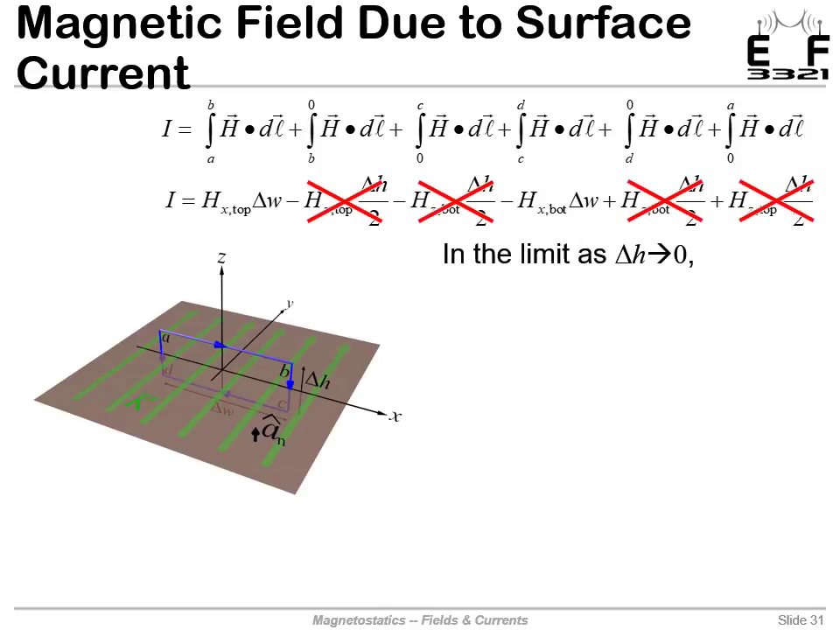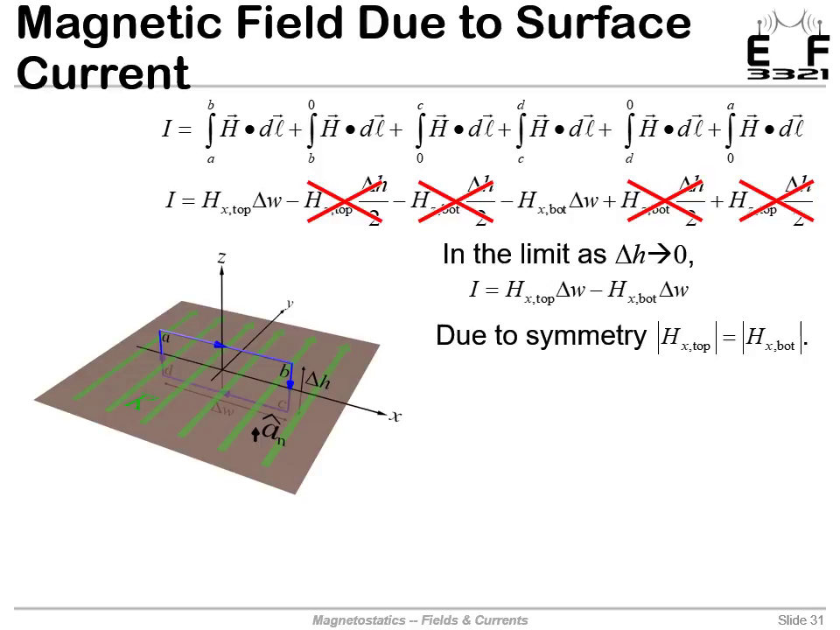The next thing we'll do, in the limit as we let delta H go to 0, so those little rectangles closing in on the surface, the delta H goes to 0, and in fact, 4 of our terms drop out. And really what we're left with are just the line integrals from A to B and C to D. So that's what we have.